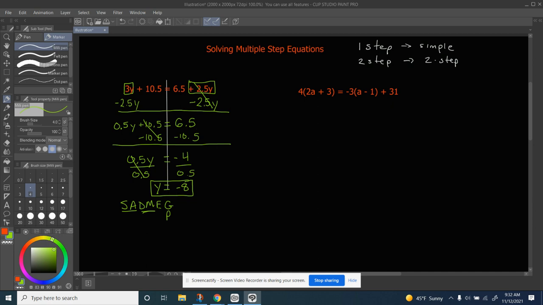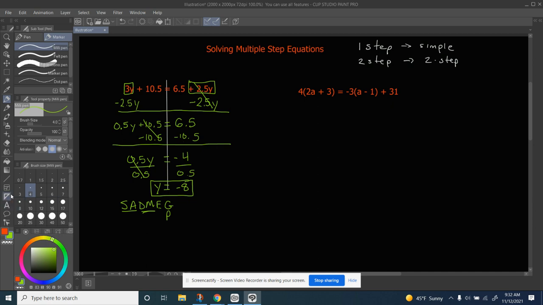Notice we had several steps. I subtracted 2.5y, then we combined our constants, then we solved. So there were 3 steps here, which created a multiple step equation.